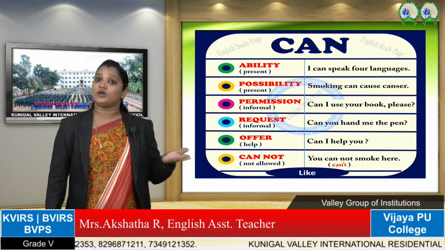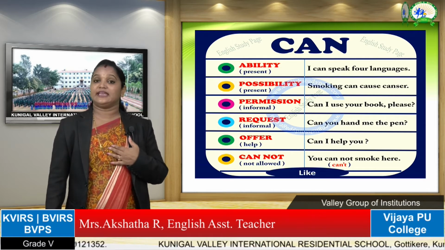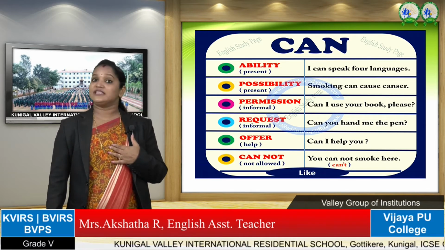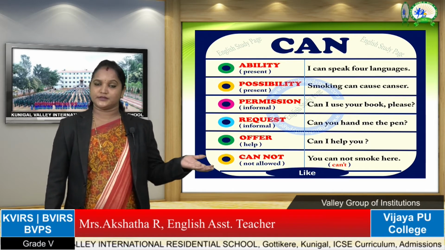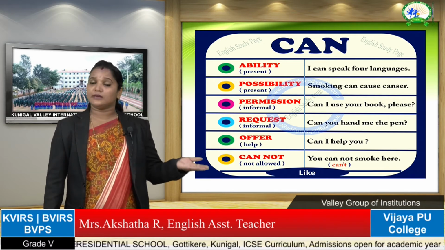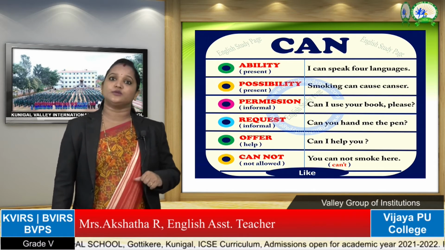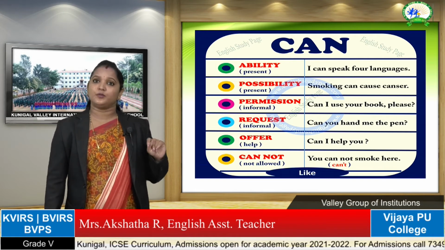I can speak 4 languages. It is my ability. To show my ability, I can say can. If it is a negative sentence, I can say I can't speak 4 languages. Not only ability, when you are talking about possibility also, you can use the words can and can't. Smoking can cause cancer. Possibility.